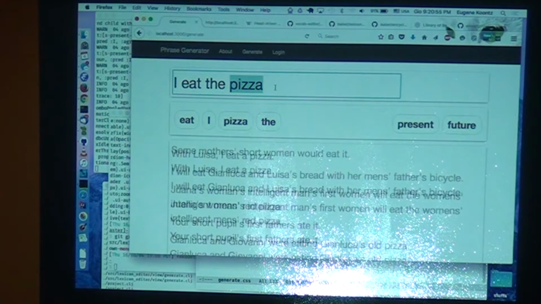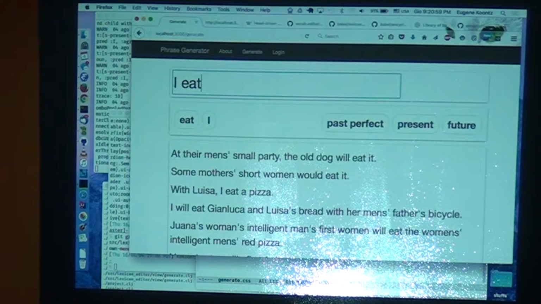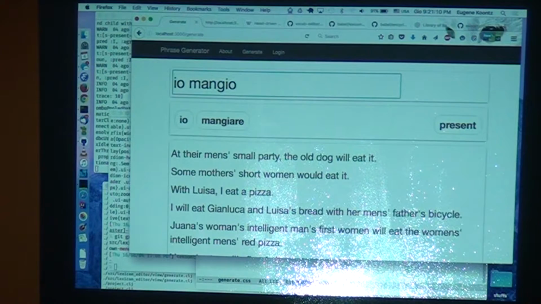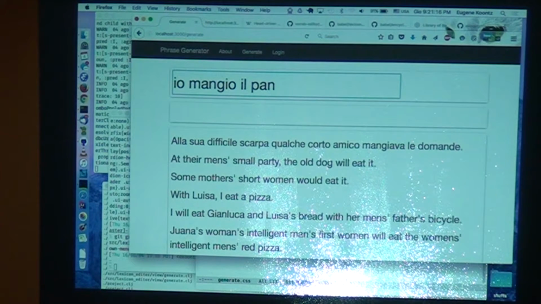I don't know, does anyone want to see something like Italian? Oh yeah. Io mangio. Io mangio la pizza. I don't have pizza in Italian, it's pretty sad, I'm sorry. I have pane. How about that? Okay. Double N.